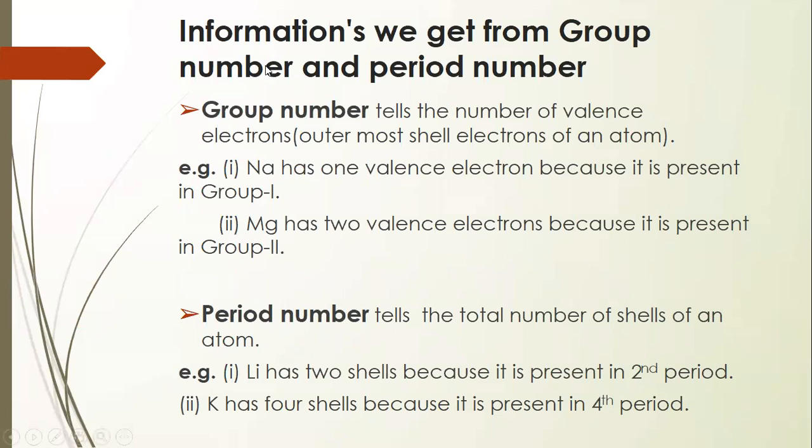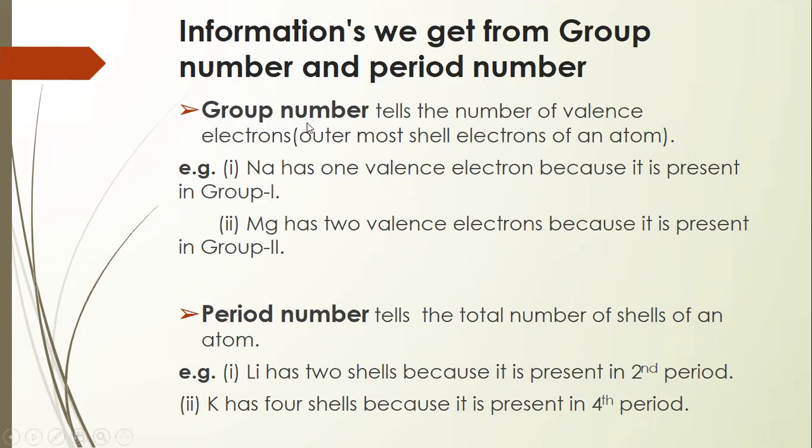Okay, now the information we get from group number and period number. Two things are there, group and period. We already know that if we are moving from upward to downward, it is called a group. When we are moving from left to right, it is called a period. Okay, this thing is already clear with us.